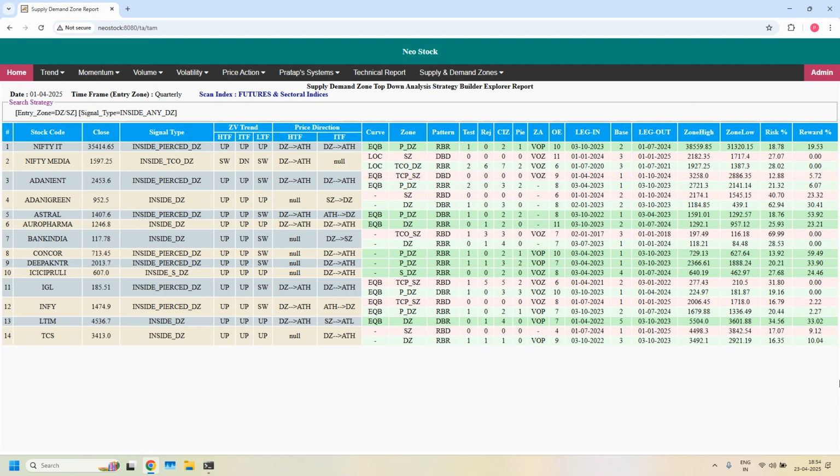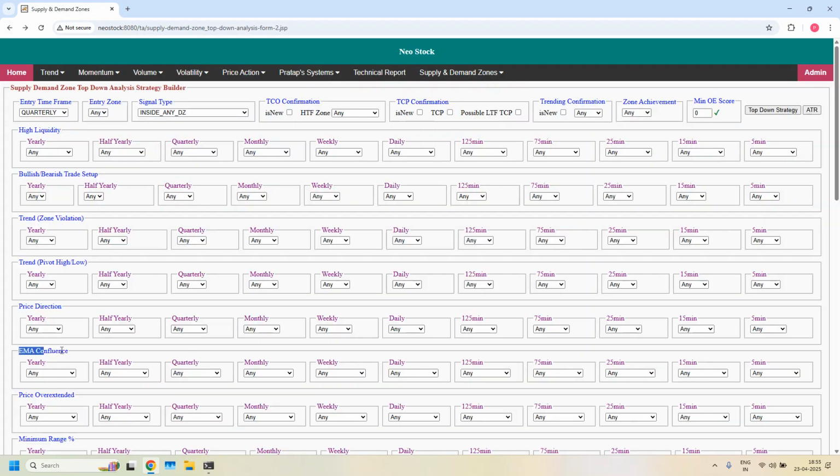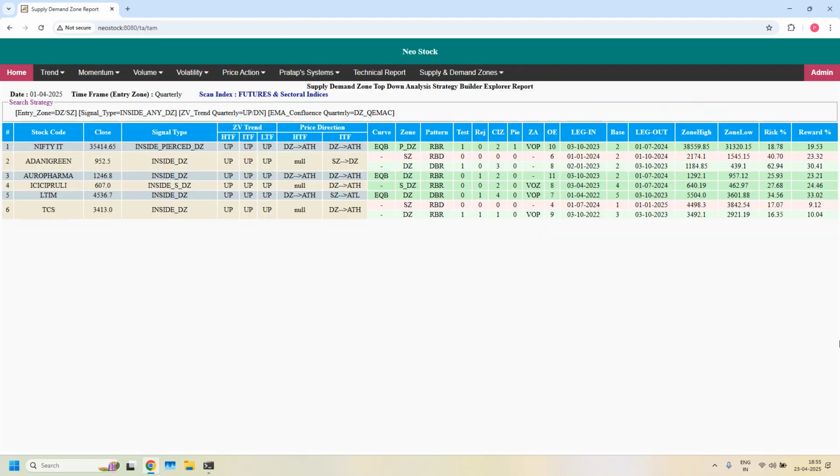We can further filter based on quarterly demand zone having quarterly EMA confluence. In the EMA confluence at quarterly demand zone with quarterly EMA confluence at the same time, trend on the quarterly should not be sideways, can be up or down. With these filters, we got 6 stocks.